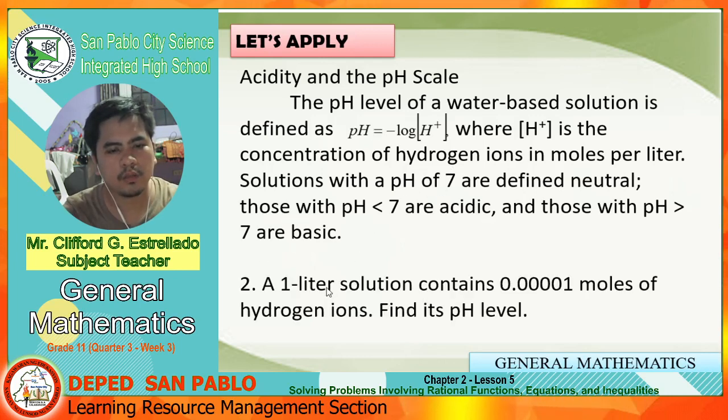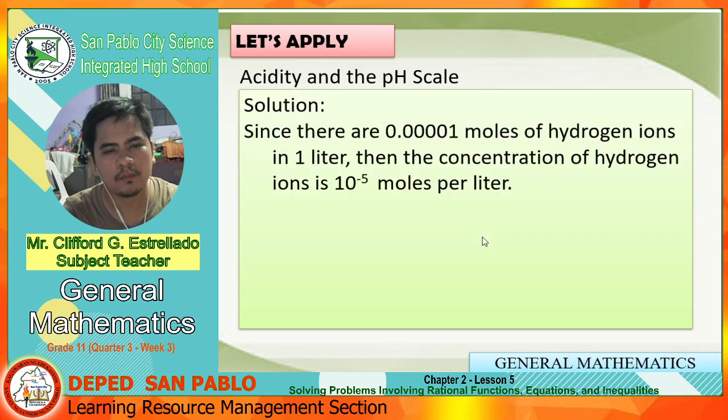So, a 1 liter solution contains 0.00001 moles of hydrogen ions. Find its pH level. Solution. Since there are 0.00001 moles of hydrogen ions in 1 liter, then the concentration of hydrogen ions is 10 raised to negative 5 moles per liter. Okay?